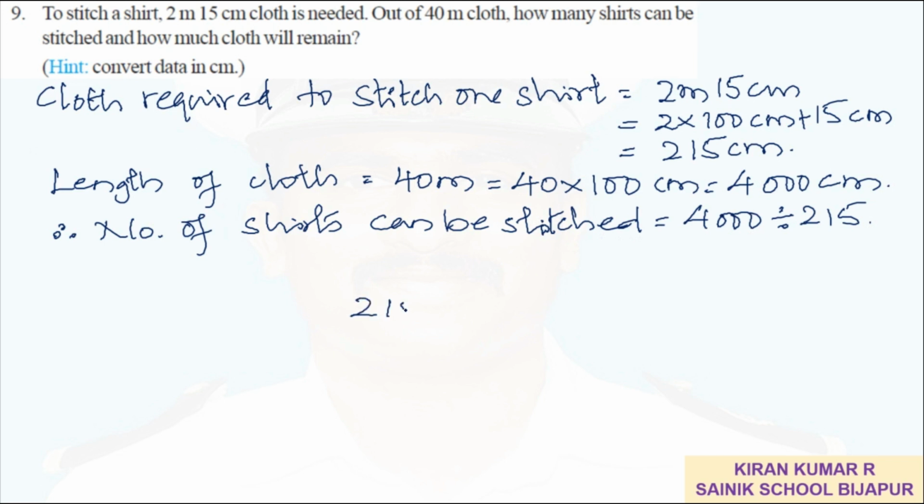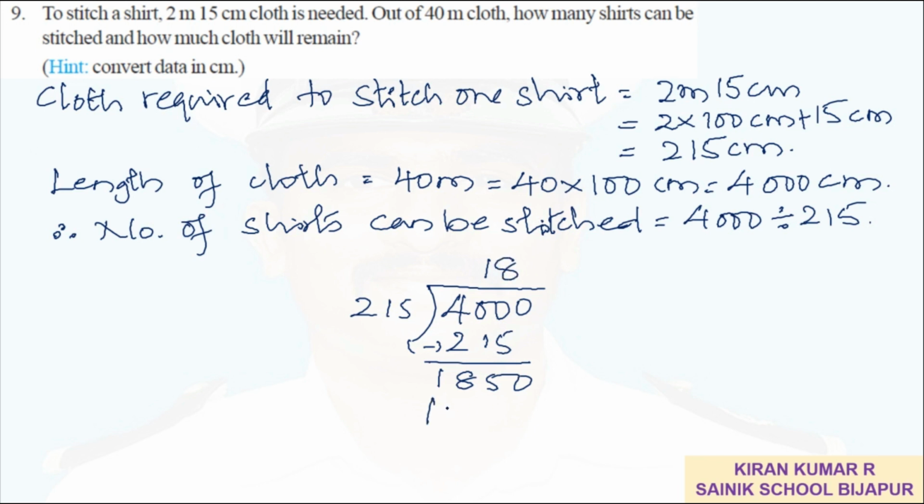Let's divide in our usual method. 215 divides 4000. 215 one time is 215. I need to subtract. If you subtract, we'll be getting 1850. I am taking this 0 down. 215 8 times if you take, it is 1720. Now if you subtract, we get 130.